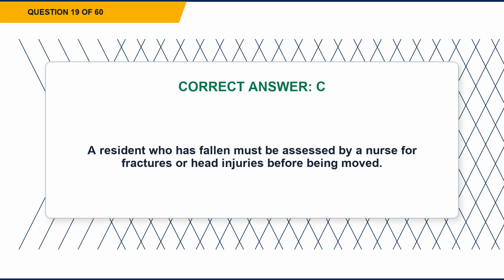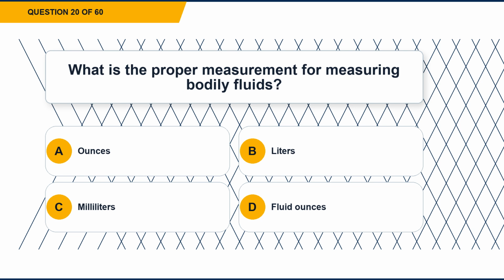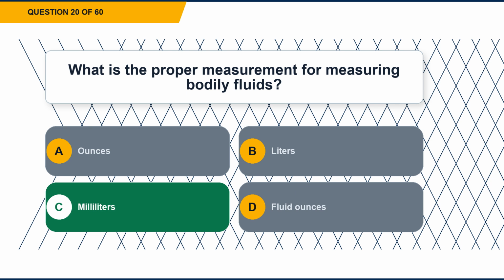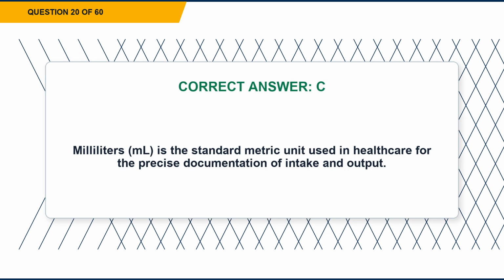Explanation: a resident who has fallen must be assessed by a nurse for fractures or head injuries before being moved. Question 20. What is the proper measurement for measuring bodily fluids? Option A, ounces. Option B, liters. Option C, milliliters. Option D, fluid ounces. The correct answer is option C, milliliters. Explanation: milliliters, ml, is the standard metric unit used in healthcare for the precise documentation of intake and output.